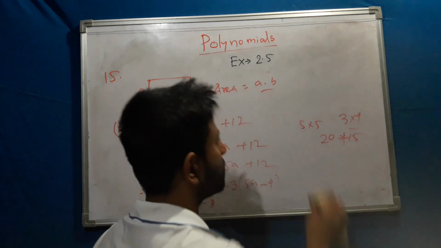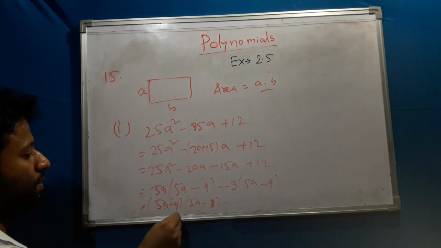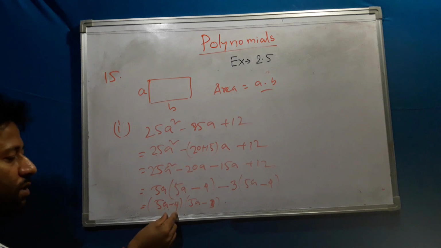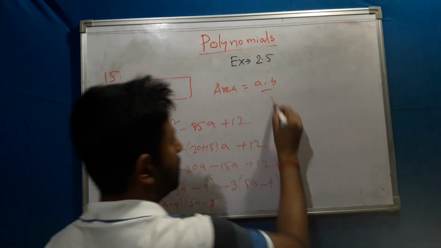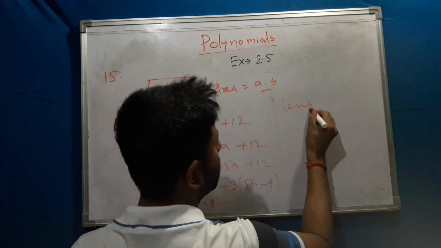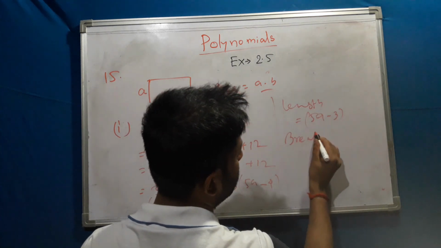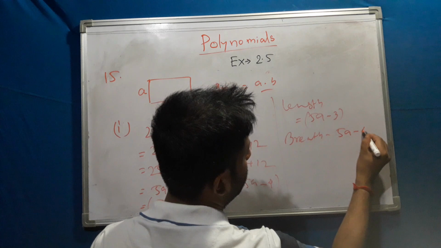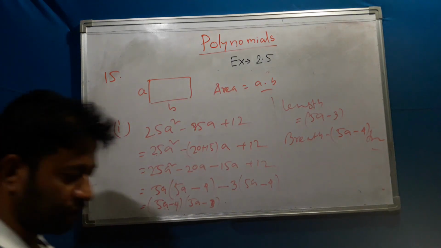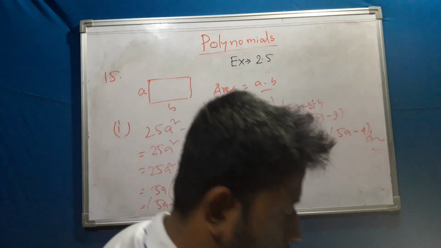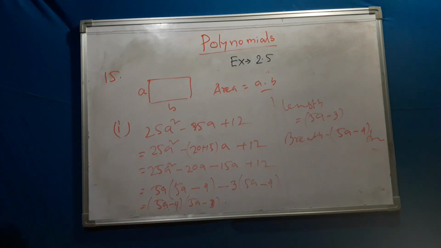How can I find it? Because 5a is fixed, so one is 4, another is 3. If I subtract 4, this is the smaller term, and subtracting 3 gives the larger term. So I can say my length will be 5a − 3 and breadth will be 5a − 4. This is the answer. Now the last question, question number 16. Is it clear?